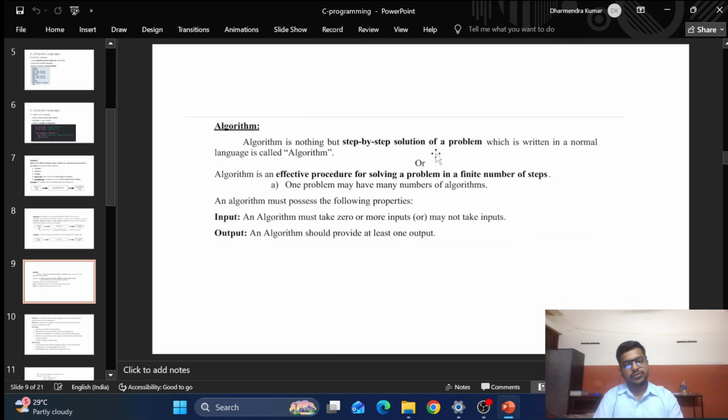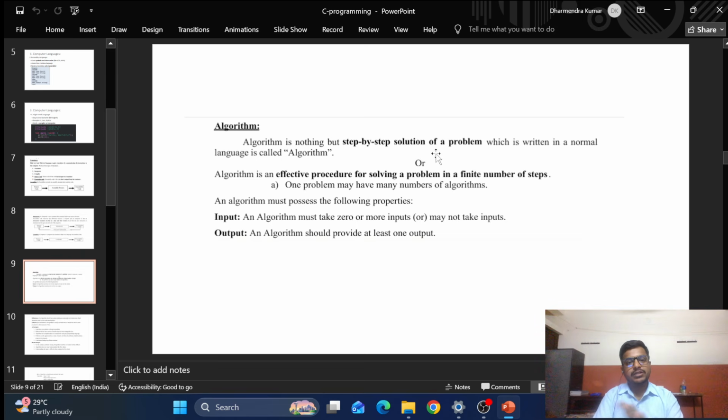So here also, suppose you want to solve any problem. If we take an example where you have to add two numbers, then which steps will you follow? The first step you will start, second step you will read some inputs from the user, then you will add these two numbers and then print it. These are the steps. Clear?